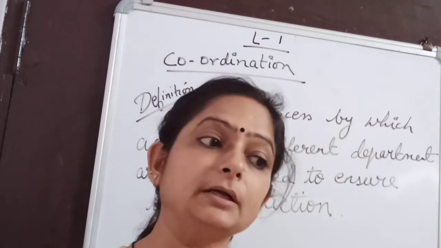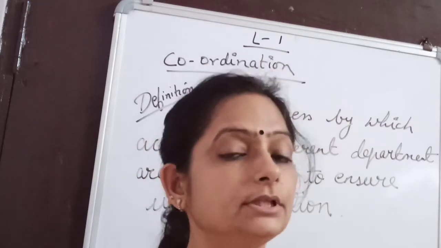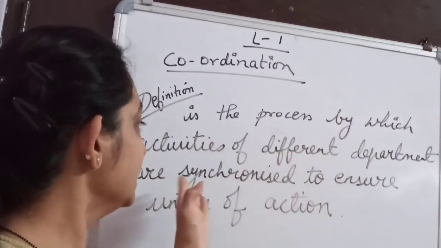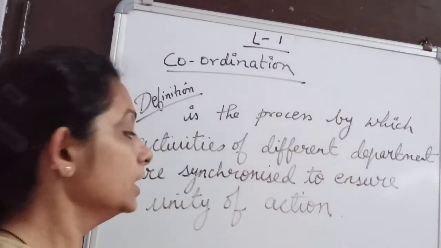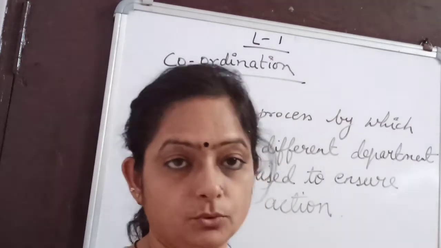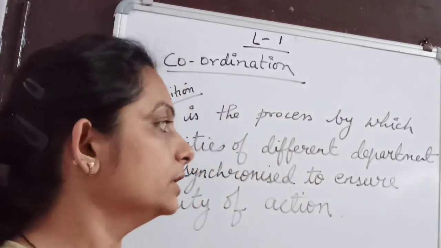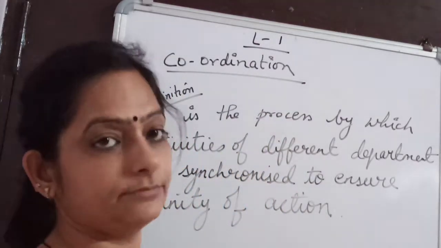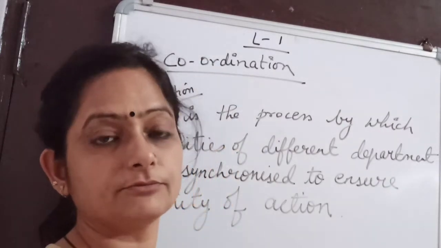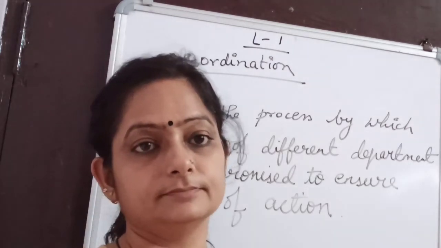Then again the finance department is going to finance for those 100 shirts. So what are all these things? Actually different departments are synchronizing to ensure the unity of action, to ensure movement towards their goal. And now I think it is clear. Now on the basis of this definition itself, we'll see the importance of coordination and the features and characteristics of coordination.